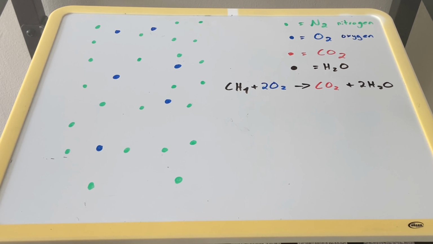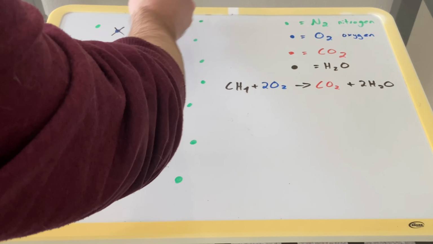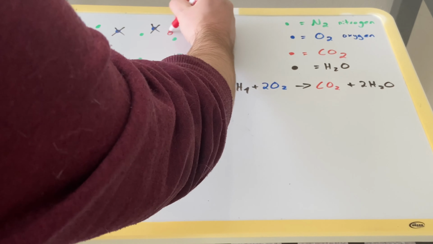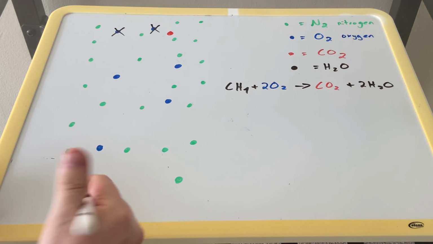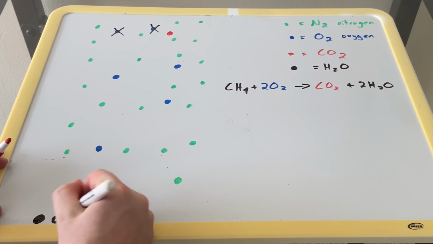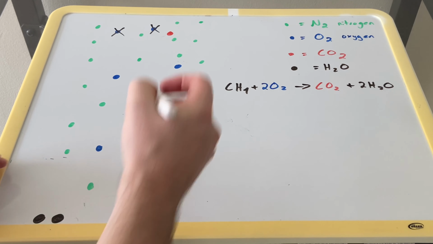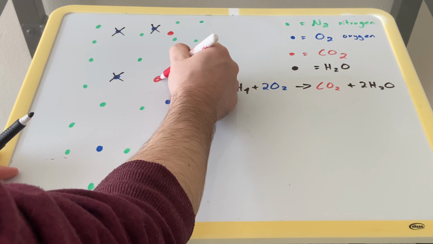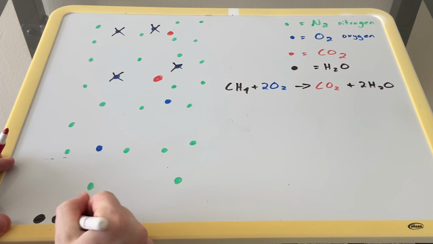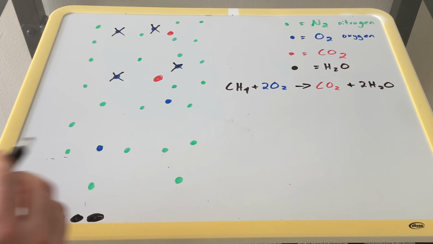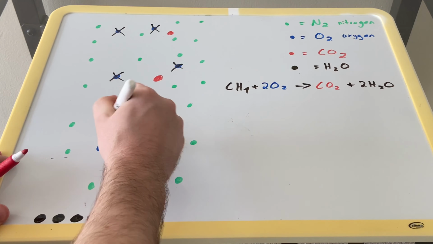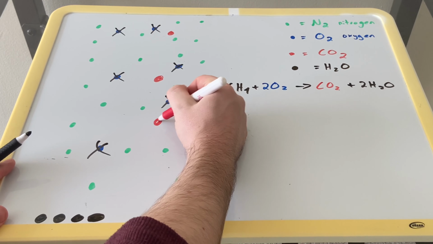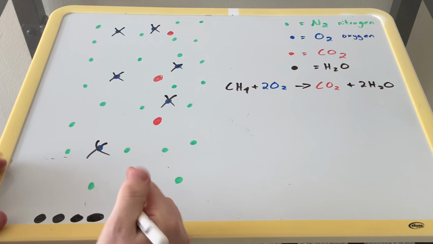Say I burn 1 methane molecule, it's going to use up 2 oxygens, form a carbon dioxide, and also form 2 water molecules which will condense and form a liquid. I'll show you again, another methane uses up another 2 oxygen, forms a carbon dioxide, and 2 waters. If I burn a 3rd methane, take 2 more oxygen away, add a carbon dioxide, and 2 waters.